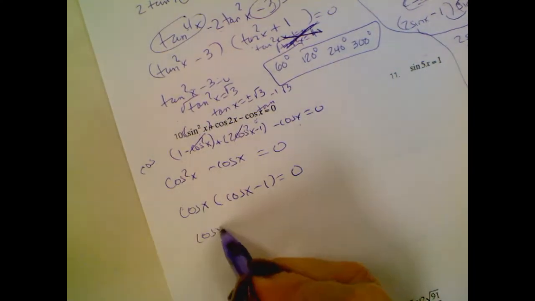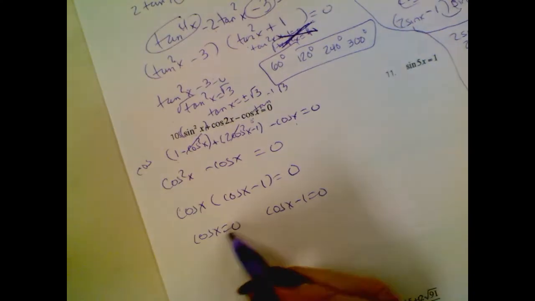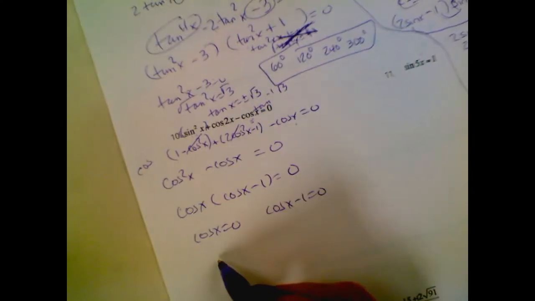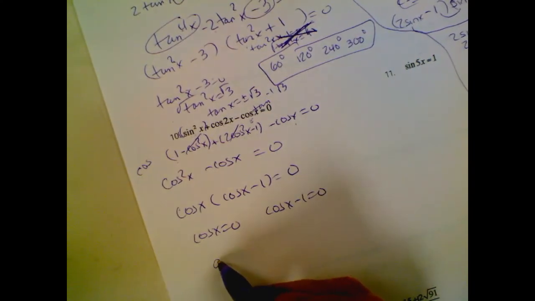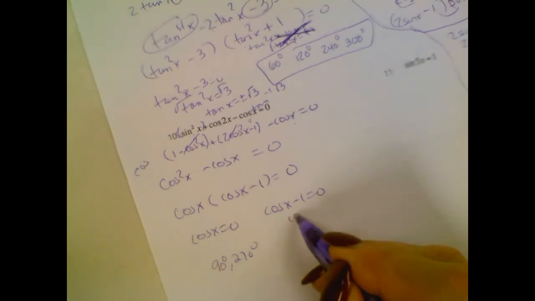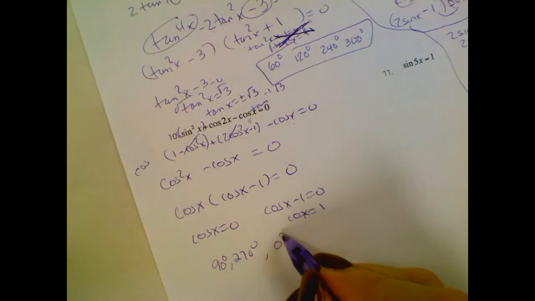So set each factor equal to 0. So when is cosine 0? And it's still between 0 and 360, so cosine is 0 at 90 and 270. And when is cosine 1? That should be at 0. And there you are. This one.